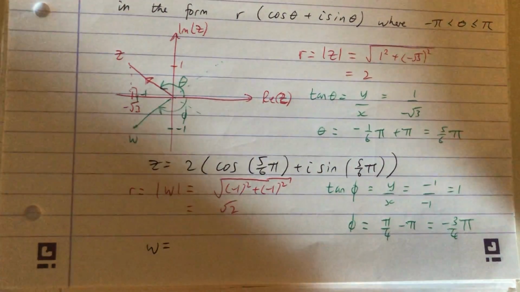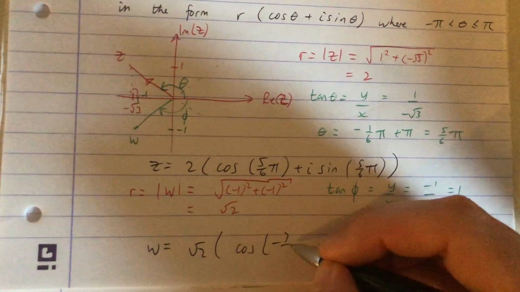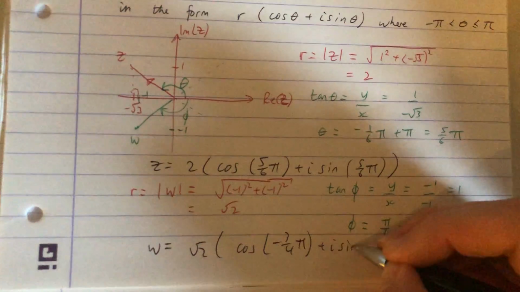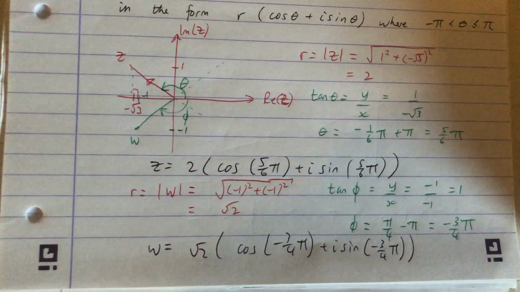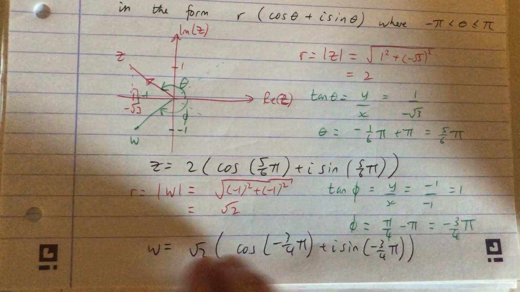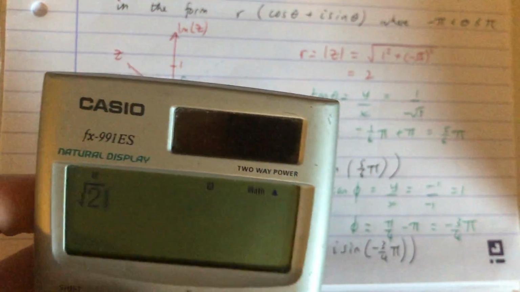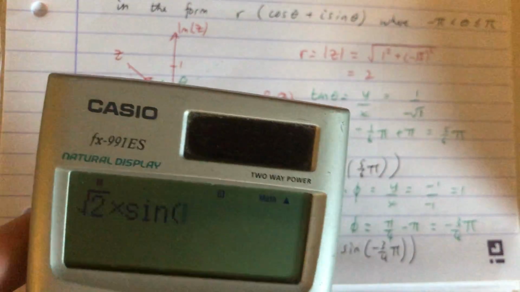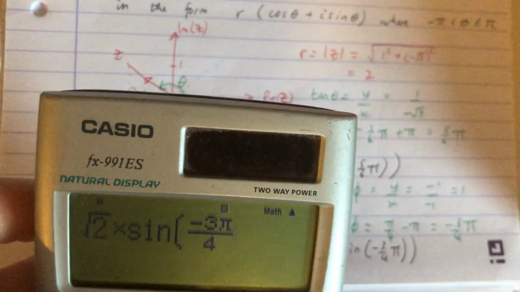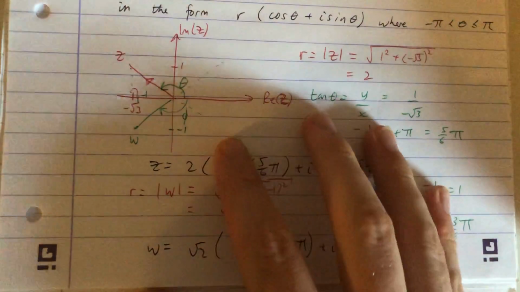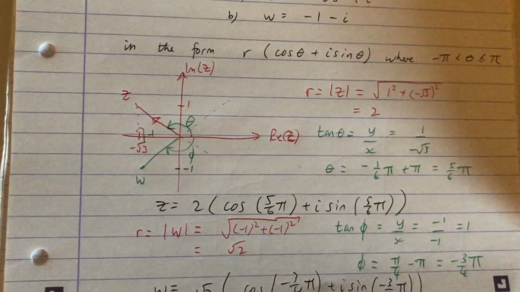And once you've worked out both of these, you can state that w is equal to root 2 brackets cos minus 3/4 pi plus i sine minus 3/4 pi. And if you had to check your answer, you'd have to expand the brackets. I'm just going to do the second bit, the imaginary part, which is root 2 times sine of minus 3/4 pi. And looking at the question, that should be equal to minus 1. Yeah, and it is. So I pretty much know I've done it right.